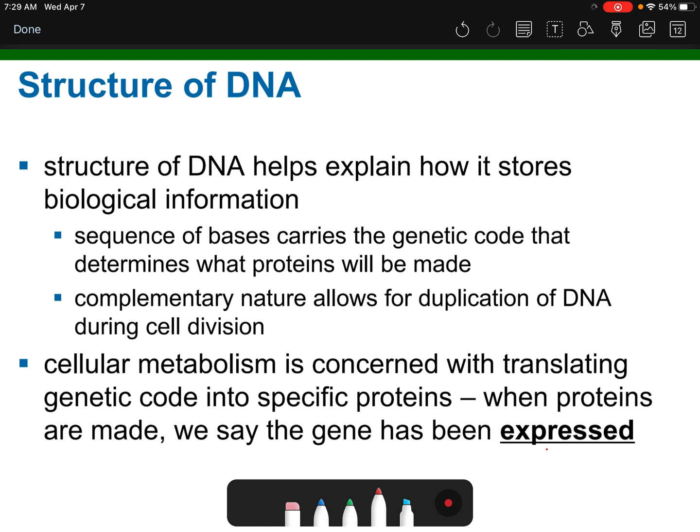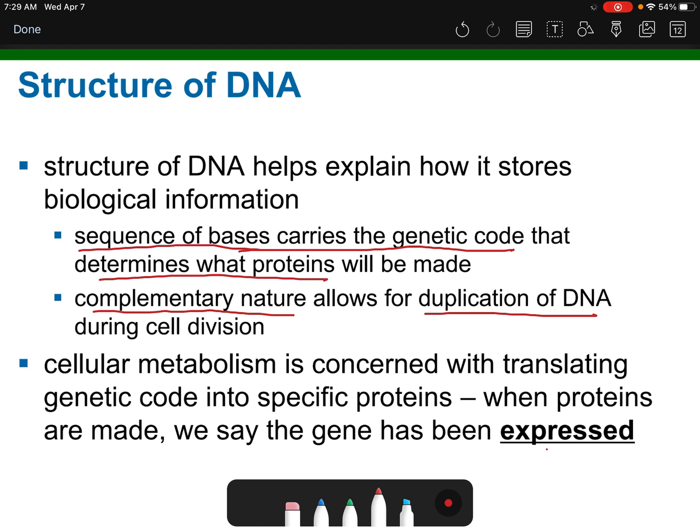So the structure of the DNA is really what helps explain how it stores our genetic information and how it's fairly easy to copy that genetic information. The sequence of bases carries the genetic code, and that's going to determine what proteins are made. All right? So the order of those bases is really what holds the key to eventually what proteins are going to be made in your body. That complementary nature of those bases also allows for the duplication of DNA during cell division.